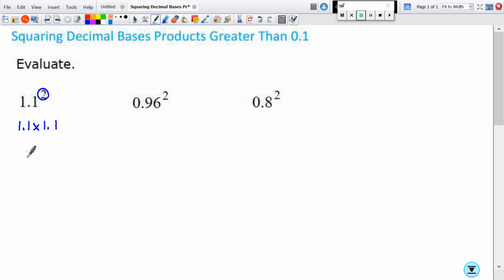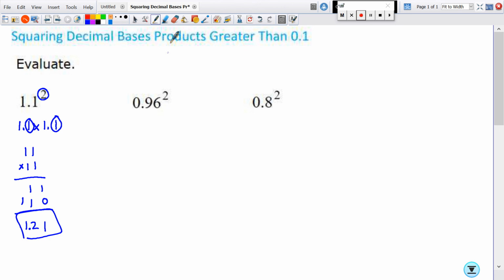So when we're multiplying, I'm just going to get rid of the decimals for now and do straight multiplication. So 11 times 11 is 121. Now you want to count how many numbers are after your decimal. 1, 2. So that means you want 2 numbers after the decimal in your answer. So it's going to be between the 1 and the 2. So 1.21 is the answer.